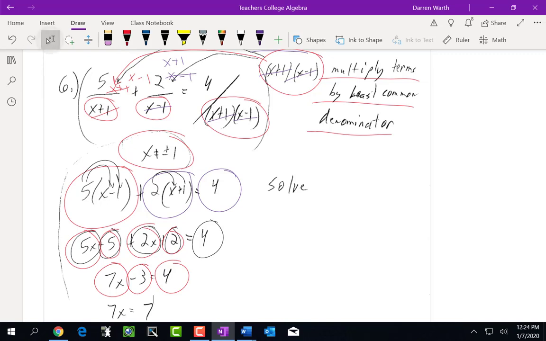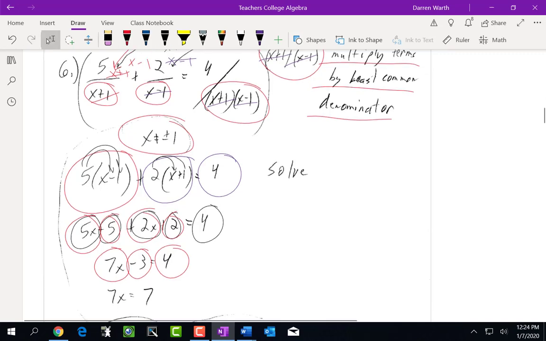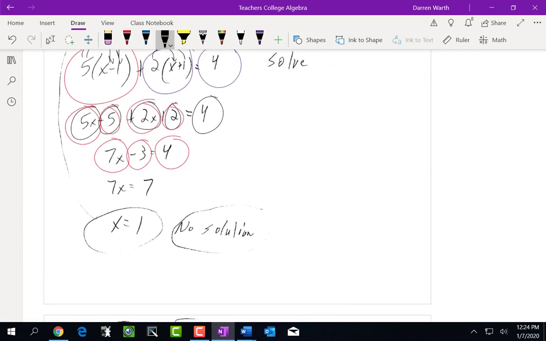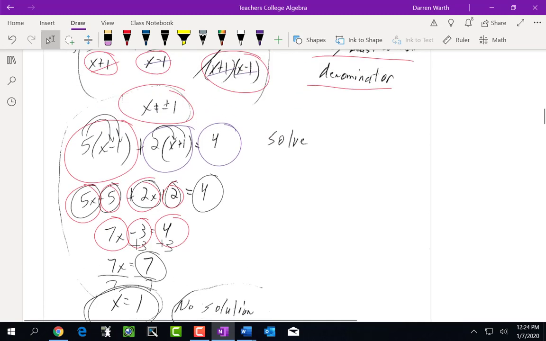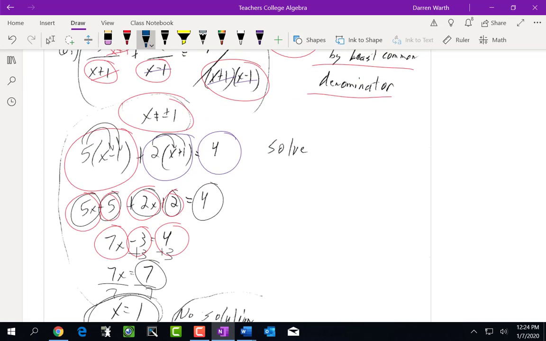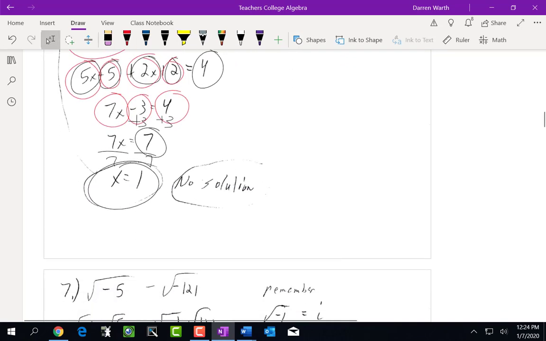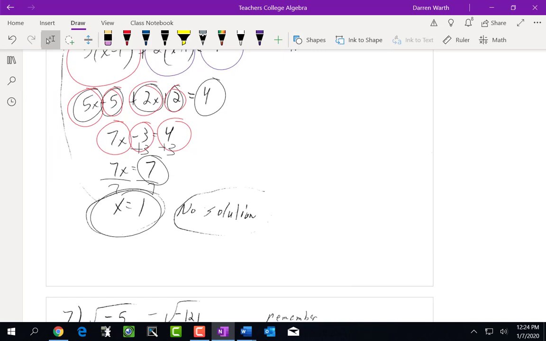So now to finish this off, I'm going to add 4 to both sides, or sorry, adding 3 to both sides. Adding my 3 to my 4 gives me 7. So I divide both sides by 7, and I get x equals 1. But I remember back here, I said that my answers couldn't be 1 or negative 1. So since I got one of those answers, I have to reject it. Rejecting this one answer, my answer is going to be no solution.